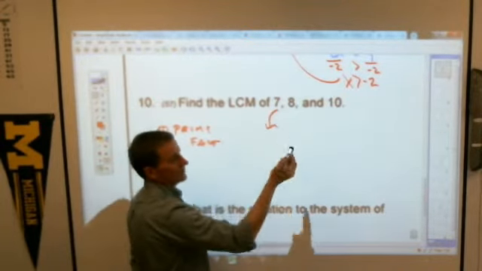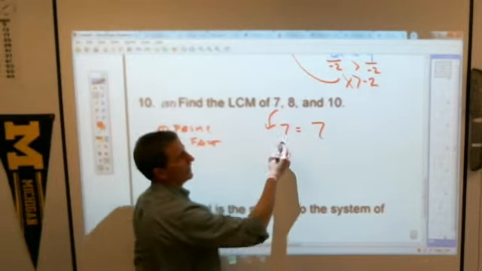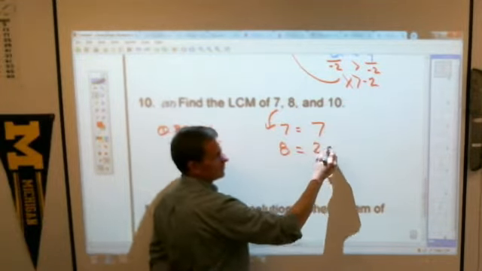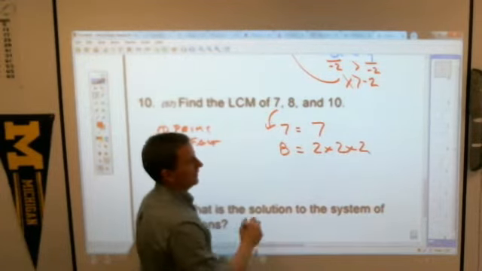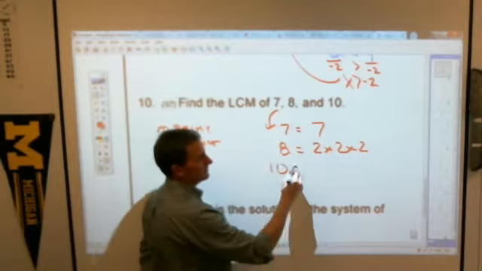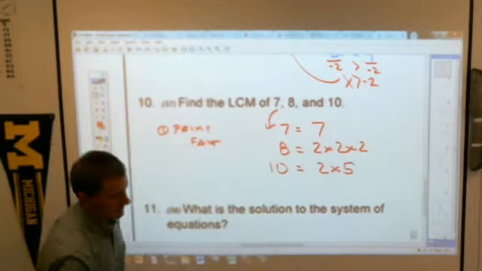Prime factorize 7 is just 7. Prime factorize 8. 8 is 2 times 2 times 2. And prime factorize 10, 2 times 5. With me on the prime factorizing part?